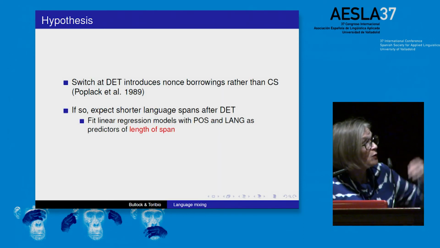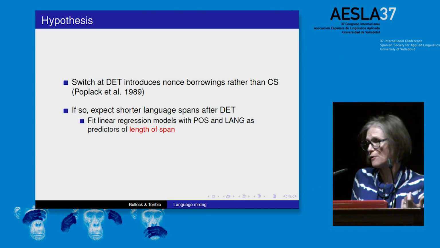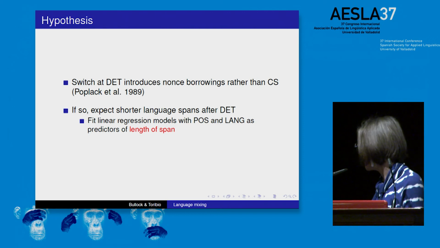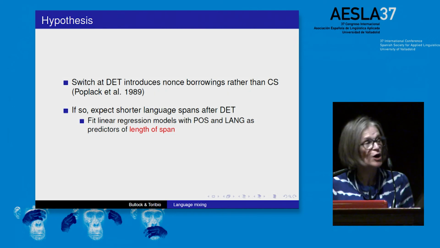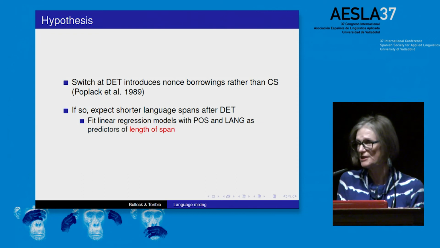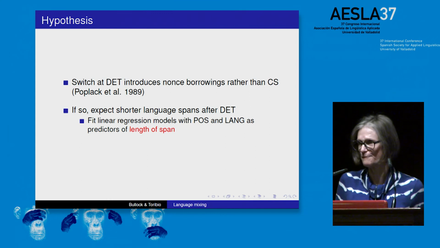Okay. So we wondered, well, maybe switches after determiners are borrowings, and this is what Bullock, Toribio and Ed Rubin had argued, that this kind of juncture should sort of be excluded because nouns are frequently just borrowed.